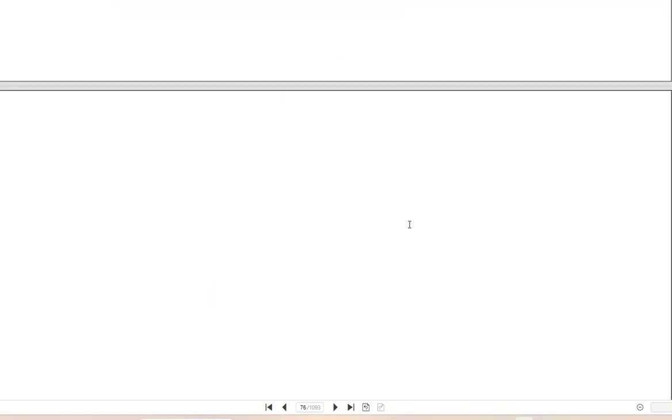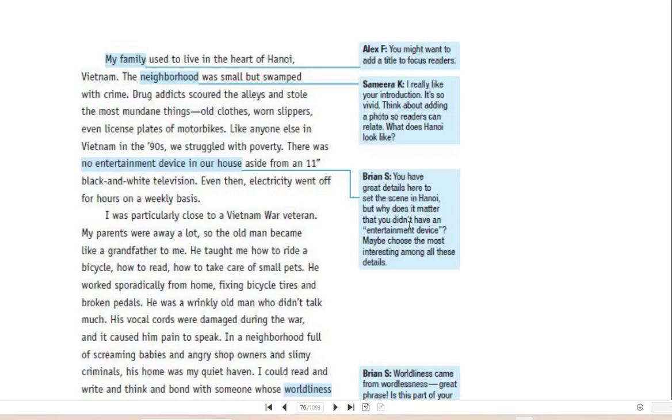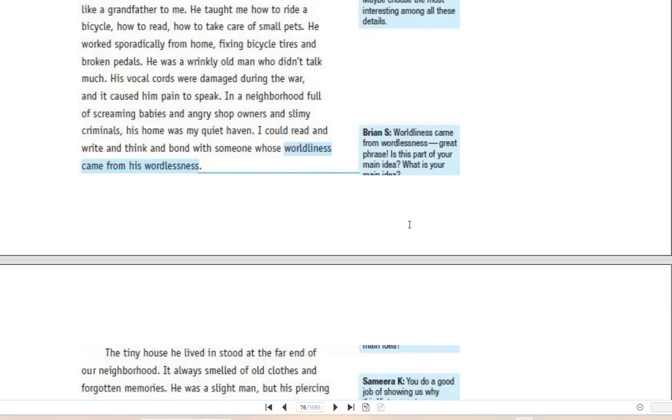Rough draft with peer review comments. "You might want to add a title to focus readers. I really like your introduction. It's so vivid. Think about adding a photo so readers can relate. What does Hanoi look like? You have great details here to set the scene in Hanoi, but why does it matter that you didn't have an entertainment device? Maybe choose the most interesting among all these details."